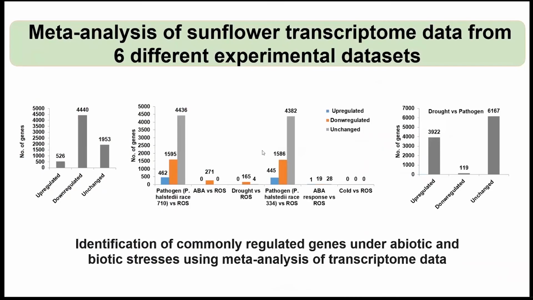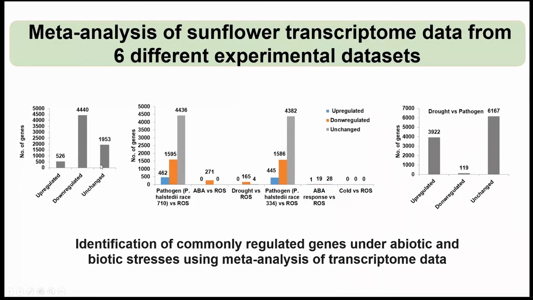Now, the results are like this. The meta-analysis of the sunflower transcriptome showed that we could identify commonly regulated genes under abiotic and biotic stresses. This transcriptomic data gives us the message that we can proceed to use pathogen, drought and other stressors as a means to compile the data. Such data is meaningful when screened for the real stresses listed at the beginning of the talk. This graph shows both up- and down-regulated genes and the unchanged genes.